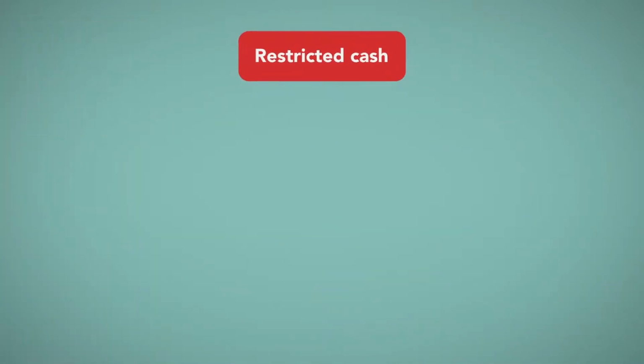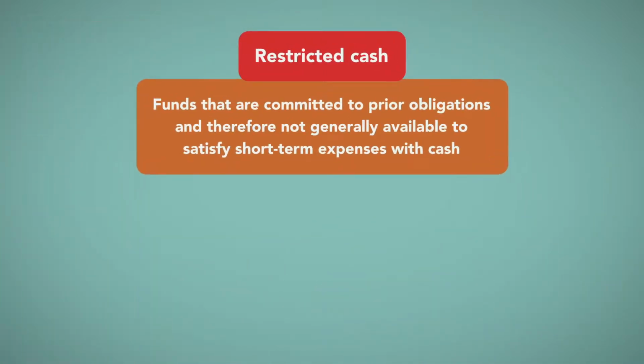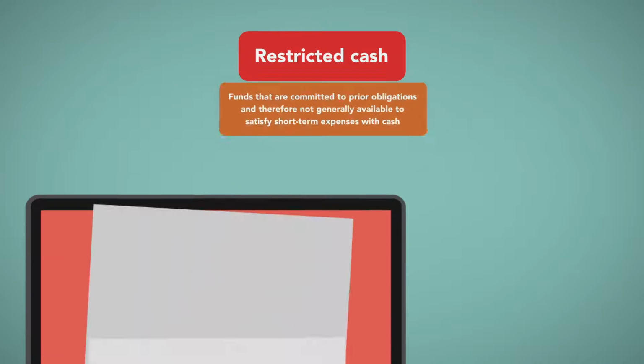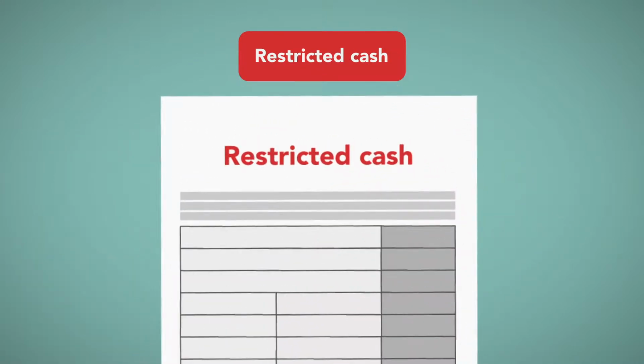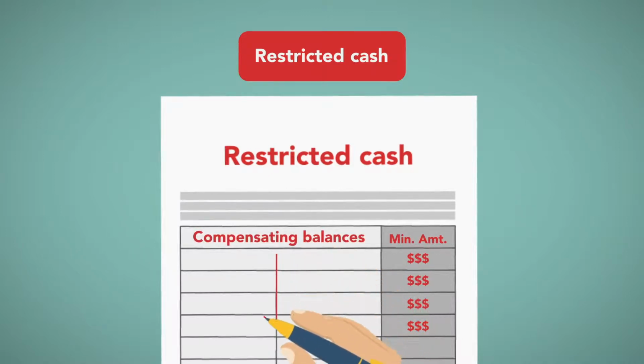Another classification is restricted cash, which are funds that are committed to prior obligations and therefore not generally available to satisfy short-term expenses with cash. Restricted cash is omitted from the current cash account. These funds include minimum amounts banks require depositors to maintain, called compensating balances.